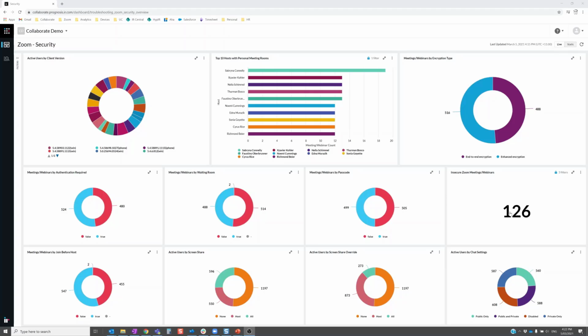So this tile here tells us how many insecure meetings have been held in the last little while. That's all the meetings that have none of these three options enabled. So if I'm the security person looking at this, I'm going to be very concerned about that, because you would expect that would normally be 0 or very close to 0. Then I'd want to drill down into that and find out why those meetings are not secure, and I might want to enforce some of these settings throughout Zoom to avoid that situation coming about.